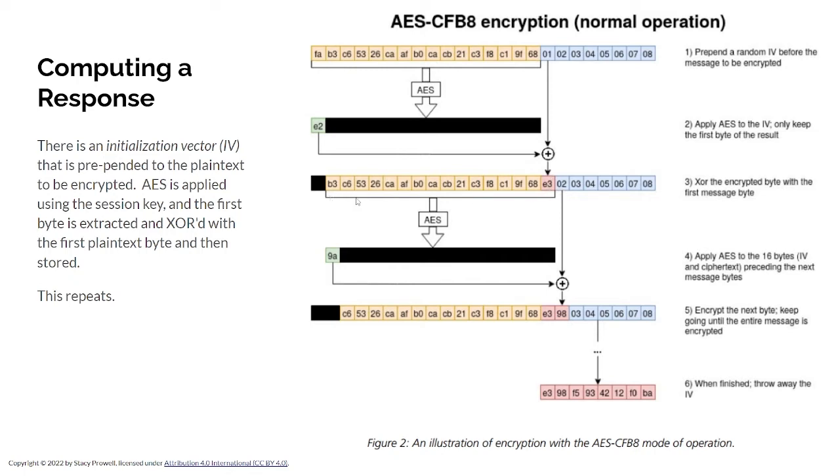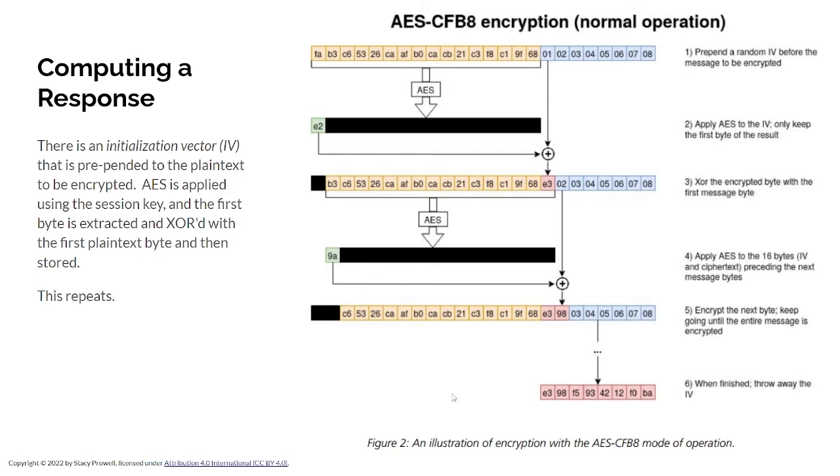We slide that 16-byte window over 1, and we repeat the process. We get a new byte, we exclusive OR with this one, and we keep going until we wind up with a heavily encrypted message, right? Our clear text was 1, 2, 3, 4, 5, 6, 7, 8. Our encrypted is E3, 98, F5, so on, right? It's this complicated, nasty looking message. Then we can throw away the initialization vector and transmit this, and life will be good.